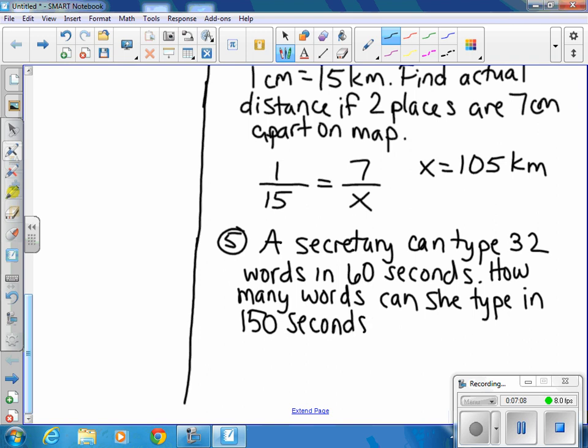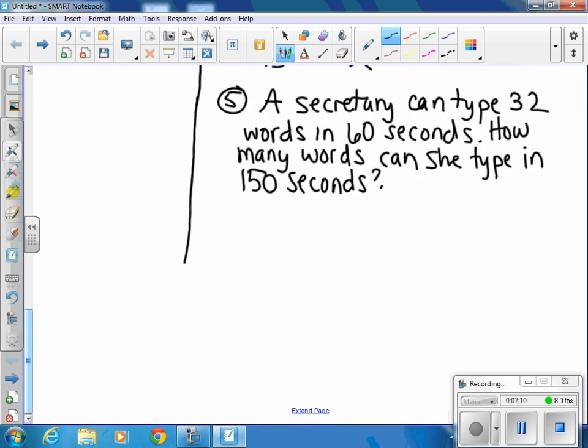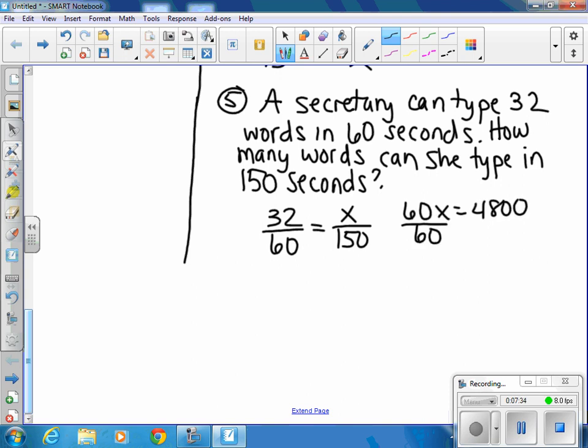And again, a proportion is what we would use to help us solve this in the quickest way possible. All right, so we're dealing with words and seconds, so we're going to put 32 words in 60 seconds. Stay consistent, put your words on top. We don't know how many words, that's where our x goes, and we do know she's typing in 150 seconds. So now you're ready to cross multiply, right? And that would give you 60x equals 4,800. Divide by 60. And you should be figuring out that x equals 80.